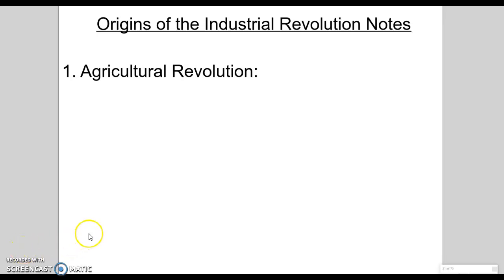Hello students! Today for our remote assignment I'm going to be giving you guys notes over the origins of the Industrial Revolution. So for this lesson, for this assignment, you will need out a sheet of loose leaf paper.